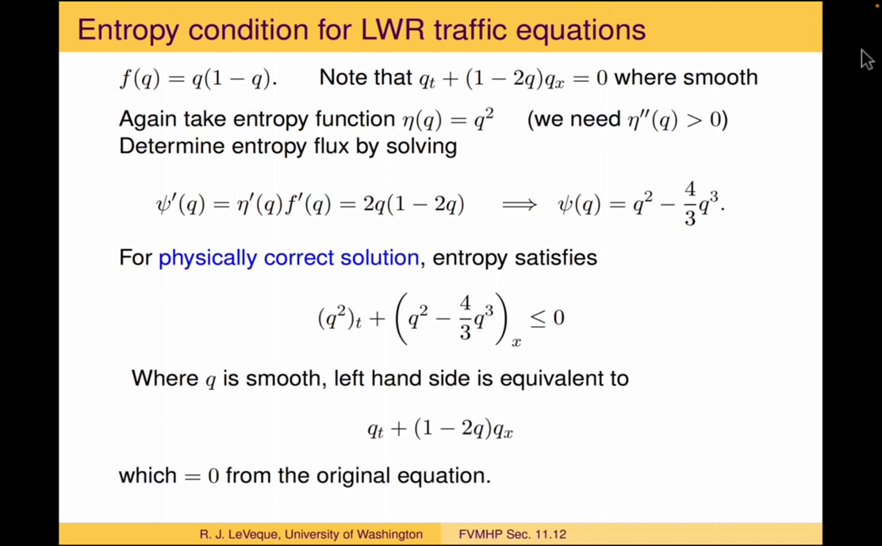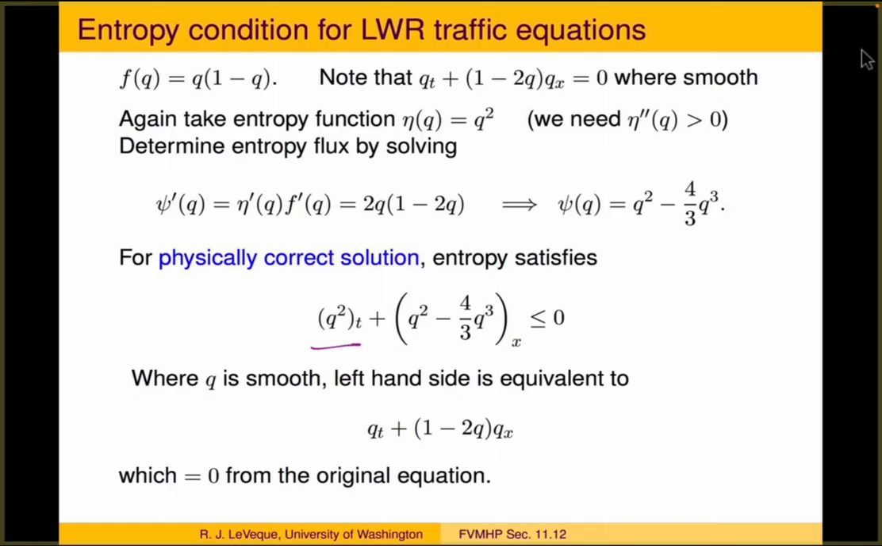Of course, when q is smooth, then the left-hand side of this equation, if we differentiate this out, this is 2q times q_t, and this is 2q times 1 minus 2q q_x, and so if we cancel out the two q's, we get q_t plus 1 minus 2q q_x, which is exactly the left-hand side of our original conservation law. So where things are smooth, this entropy is again conserved, and we just reduce to the same conservation law. But when there's a discontinuity, then this entropy eta of q equals q squared will be decreasing rather than staying constant.